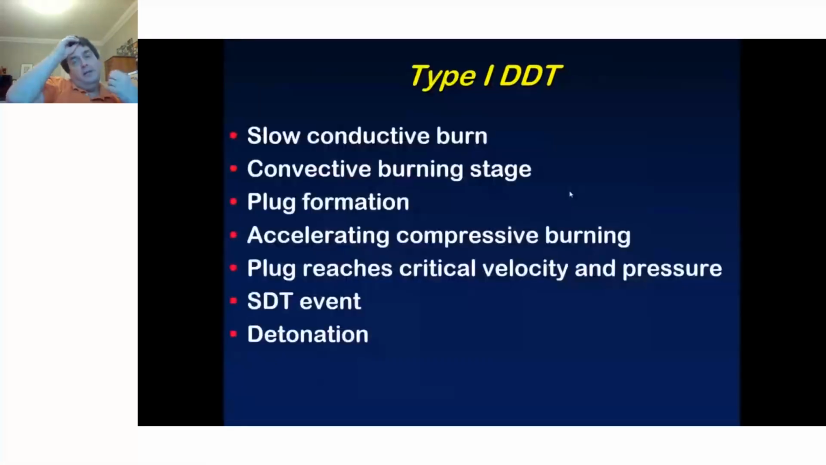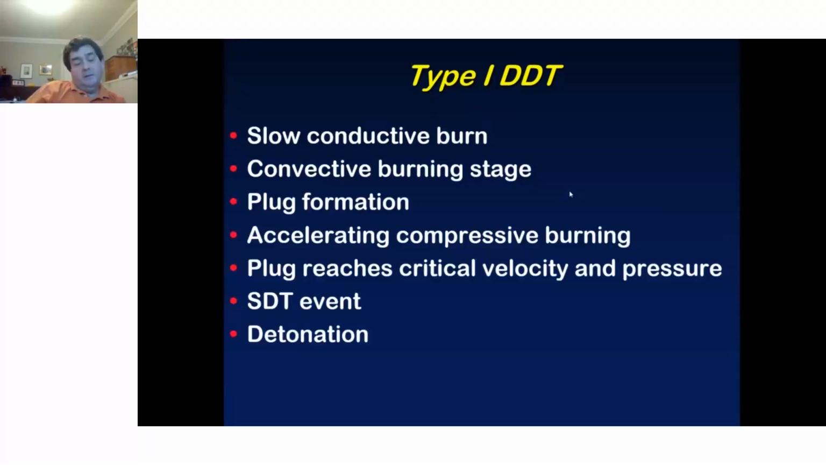Now, everything is good, and we use our system to study the buildup of deflagration to detonation in these energetic materials, and we see we've got this slow conductive burning, convective burning, plug formation, and away we go. However, in the early 2000s, we were approached to study some very fine-grained energetic materials. They were produced by a supercritical fluid technique, and they had grain sizes which were sub-micron.